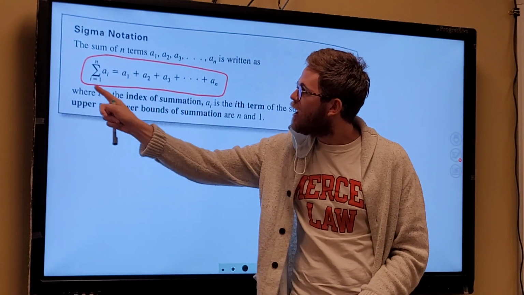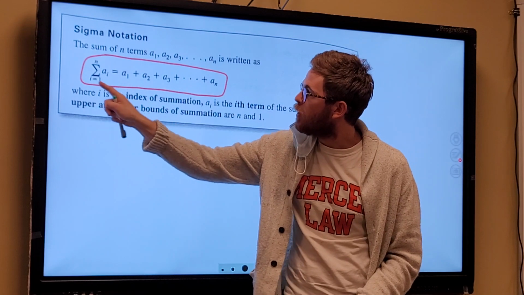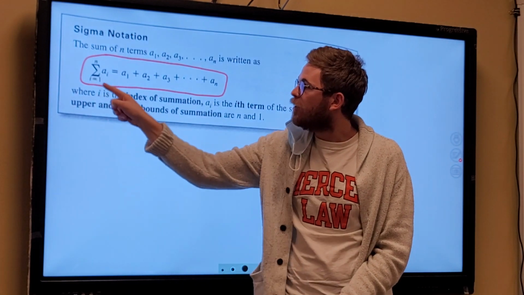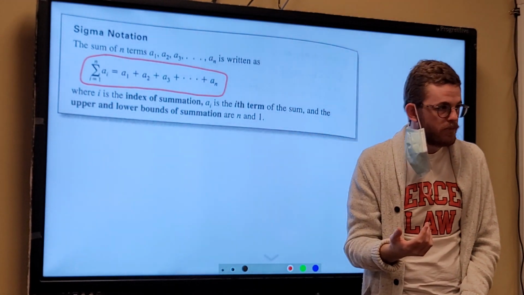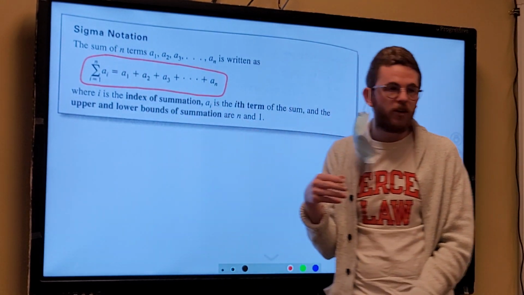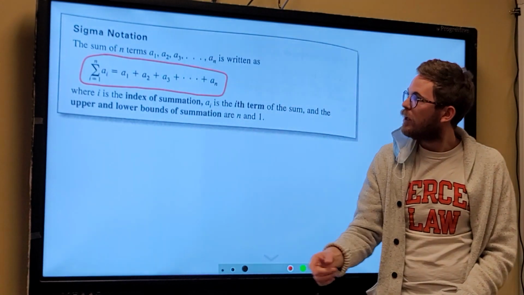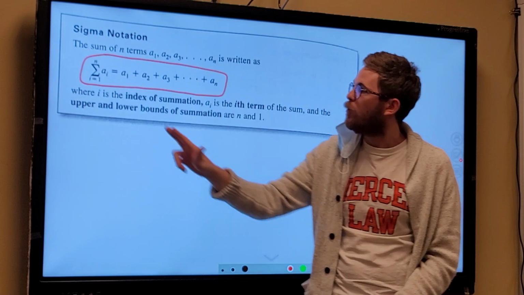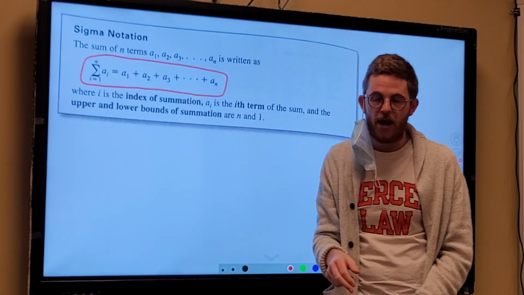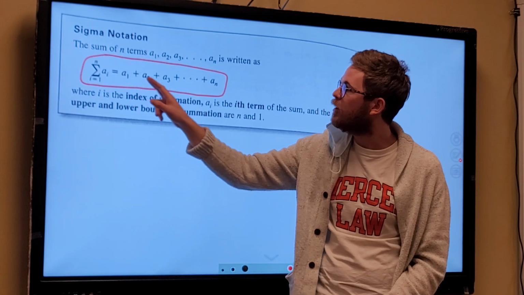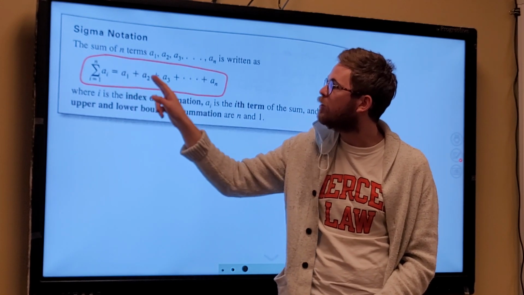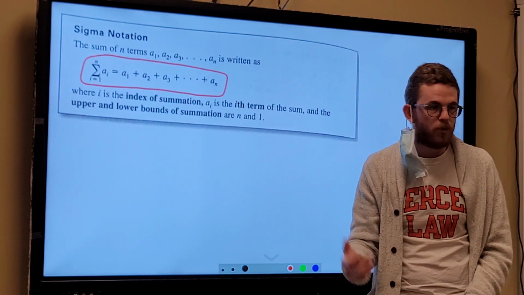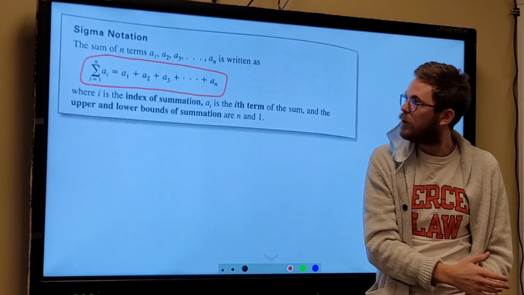On the bottom, we have i equals 1, and that could really be any variable on the bottom, but that is telling you what value to start with. And then the number on the top is telling us what value to stop at. And then we have basically a function that we're inputting our starting value into. As we input that starting value, we're going to increase until we get to that top value, and we're going to add along the way.